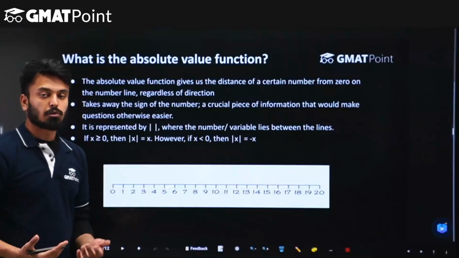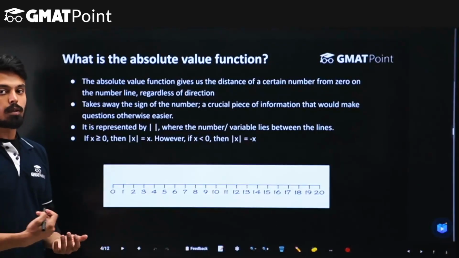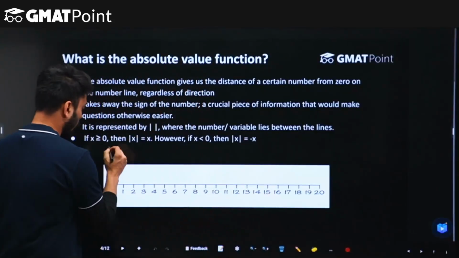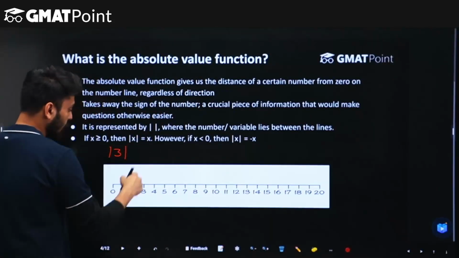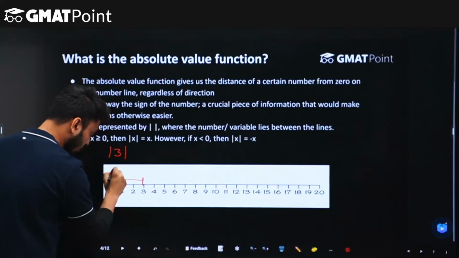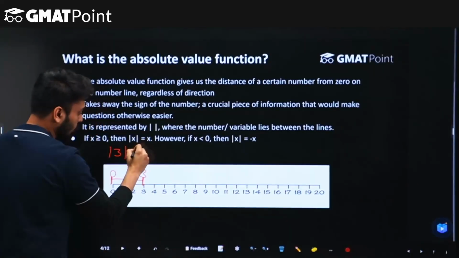Now, what is the absolute value function? At its core, the absolute value function tells you about distance. So, for example, if I was to write mod of 3, this gives me the distance of the number 3 on the number line from the number 0. And this distance would be 3.